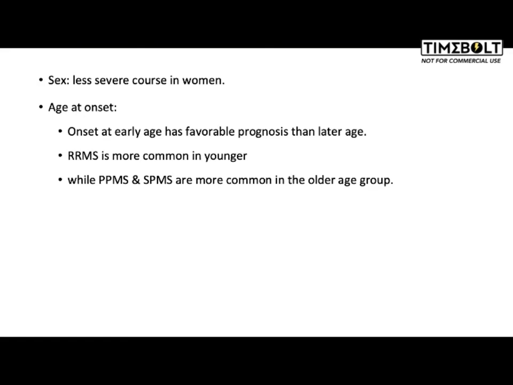Prognosis: the disease is less severe in females. It has a favorable prognosis in the younger age group as compared to later age. Onset at an earlier age has a better prognosis as compared to later age. Relapsing remitting multiple sclerosis has a better prognosis than primary progressive and secondary progressive multiple sclerosis.